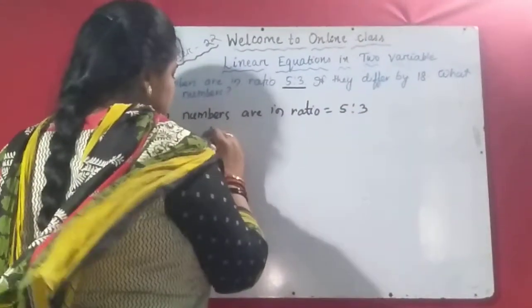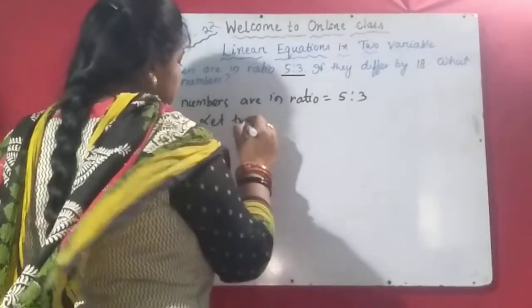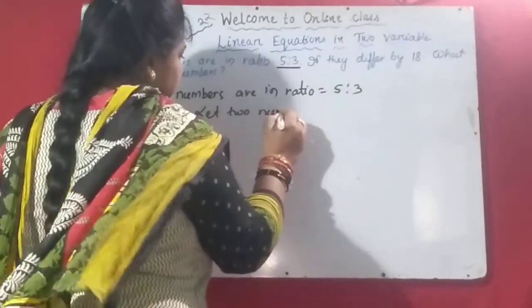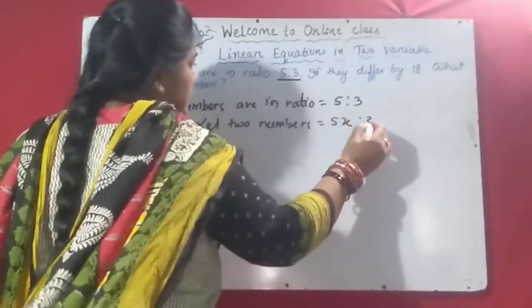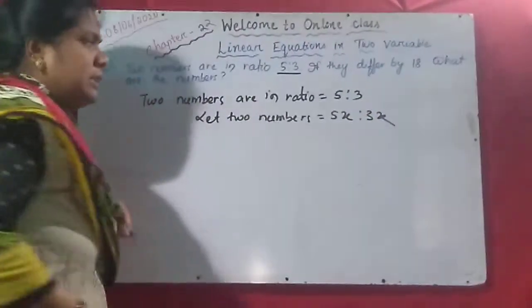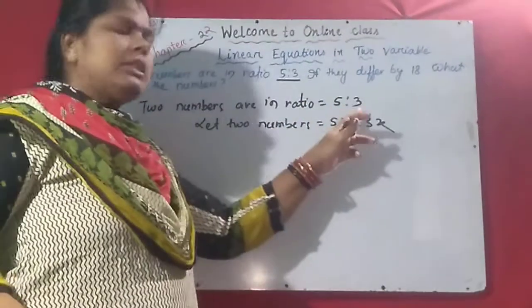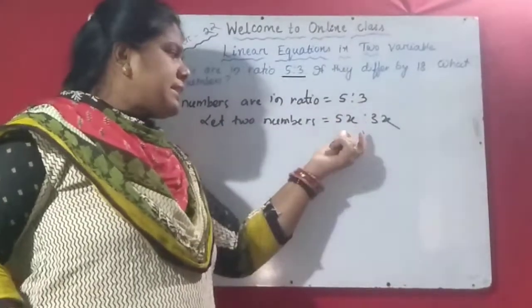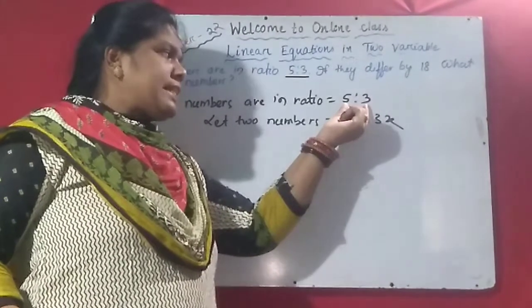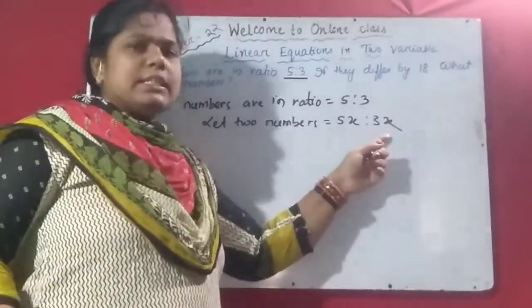So let the two numbers be 5x and 3x. Ratio means it is 5 times, 3 times. 5:3 means what? 5 times, 3 times. So we multiply both numbers by x, which means it is 5x and 3x.